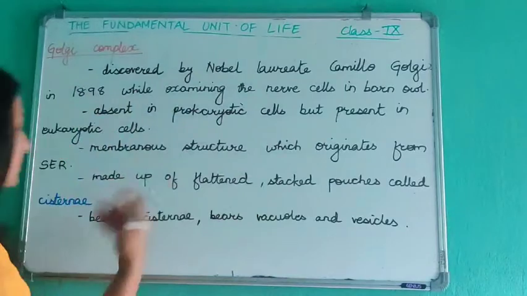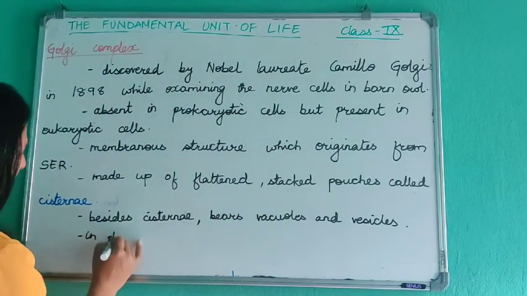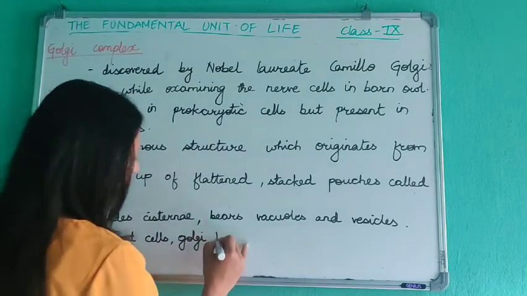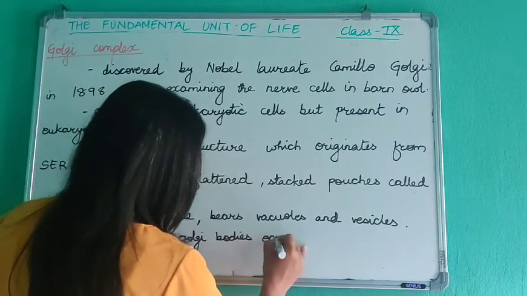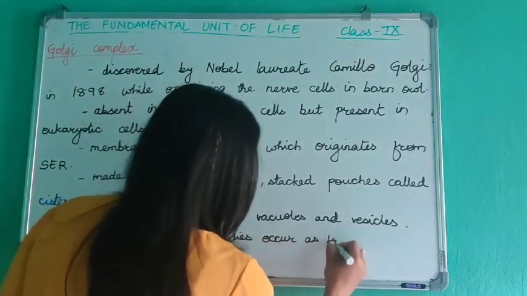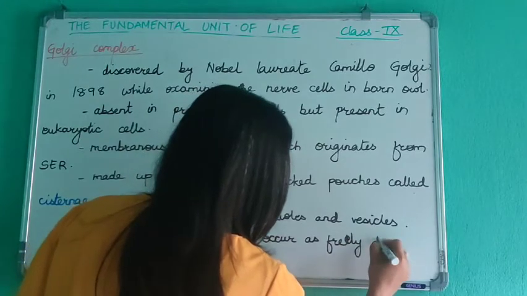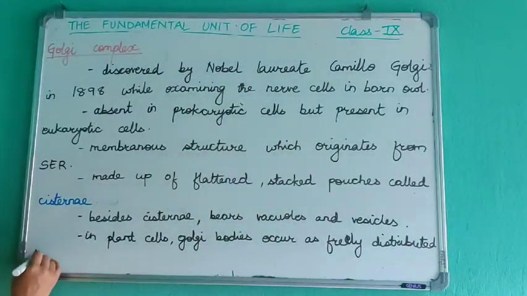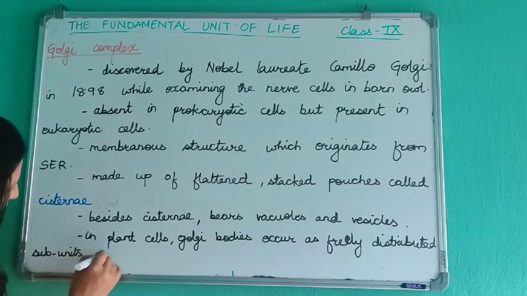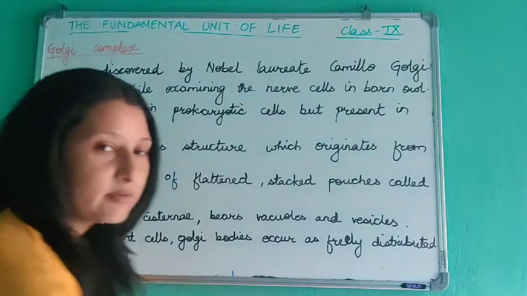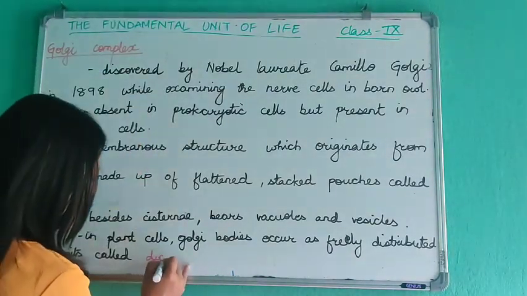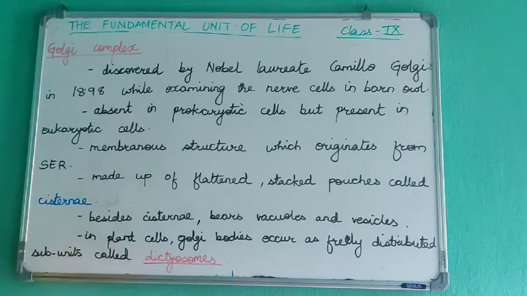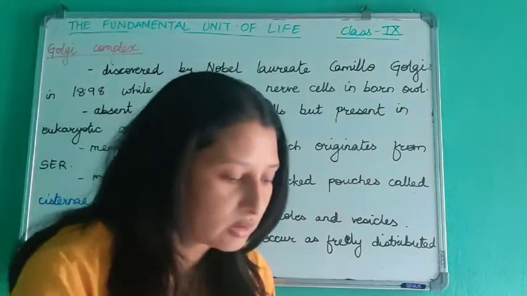Okay, and in plant cells, Golgi complex or Golgi bodies occur as freely distributed subunits, and that is called dictyosomes. के भन्छ रे? Dictyosomes. Okay, these are called dictyosomes. Alright, so this is all about Golgi complex.